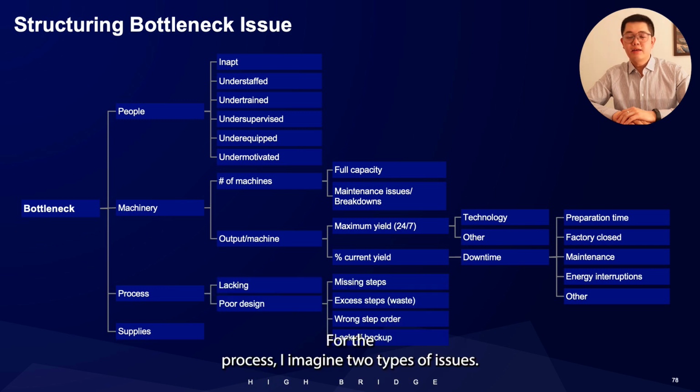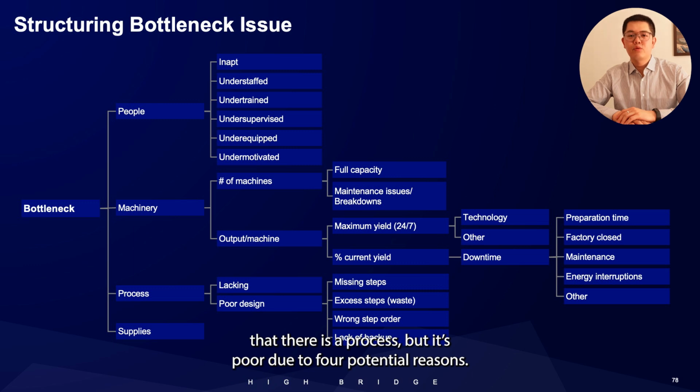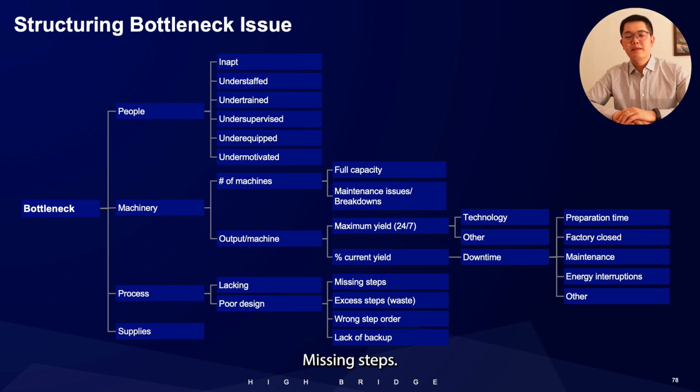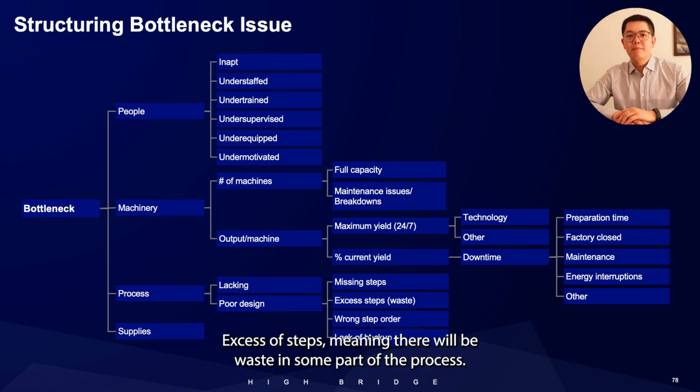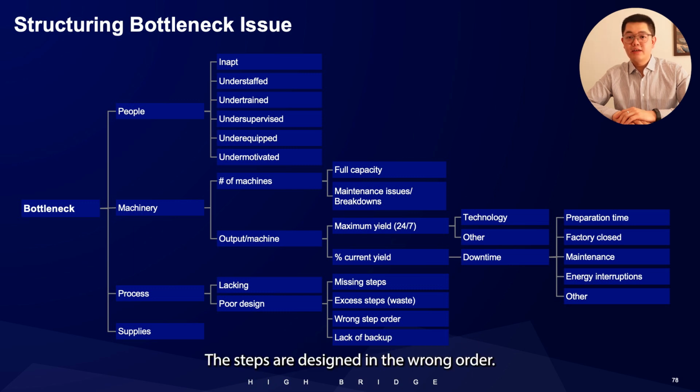For the process, I imagine 2 types of issues. First, there are no formal logical processes, causing enormous inefficiencies. But it's more likely that there is a process, but it's poor due to 4 potential reasons. Missing steps. Excessive steps, meaning there will be waste in some part of the process. The steps are designed in the wrong order. Lack of backup processes when things don't go according to plan.